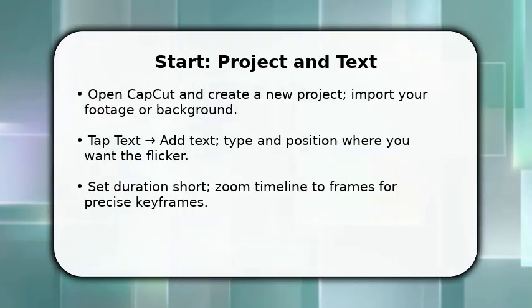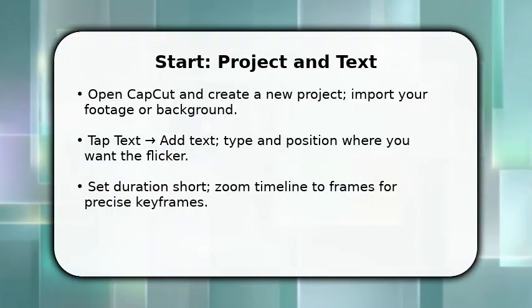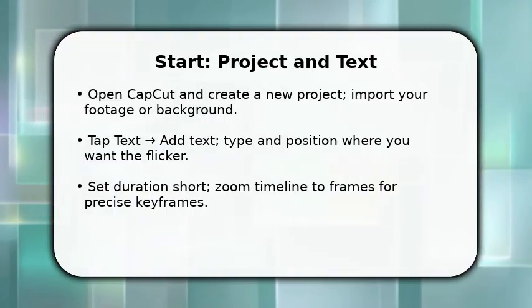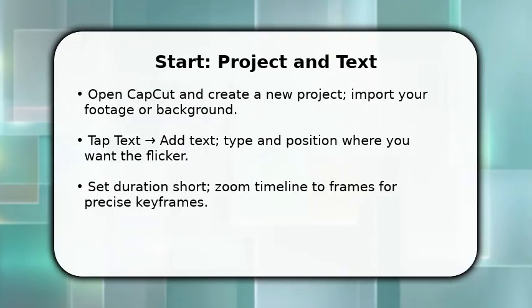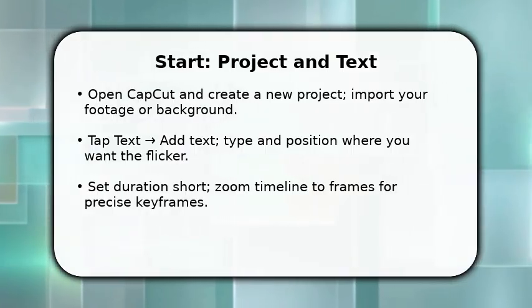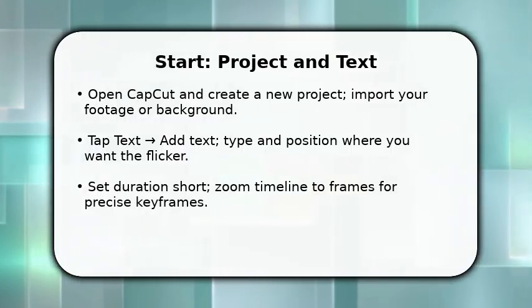You start by opening CapCut and creating a project with your background clip. Add text and place it exactly where you want the flicker to appear. Make the text layer visible and short so you can manage timing.